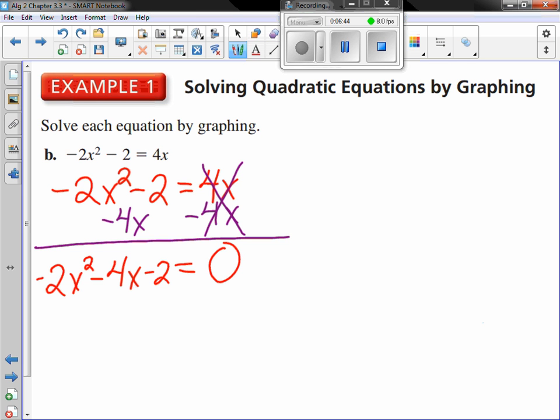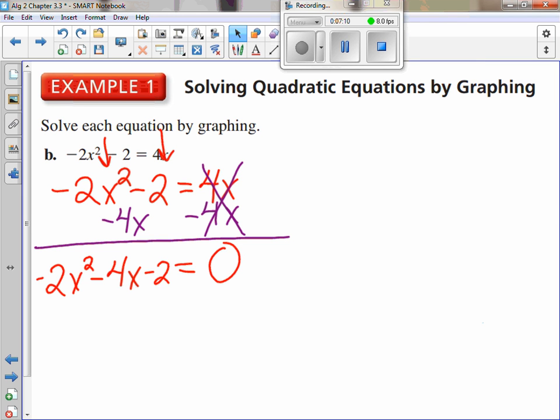Now there are no like terms on the left side. We have -2x squared and -2, and these two are not like terms to our 4x. We don't combine any, because there are no like terms to combine. So we just have this here, and we have it equal to 0, yes?